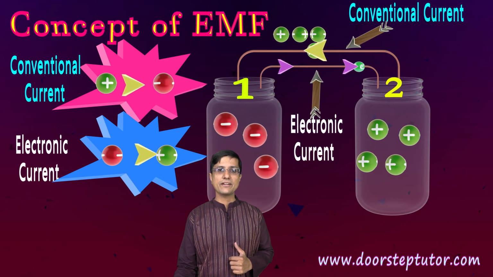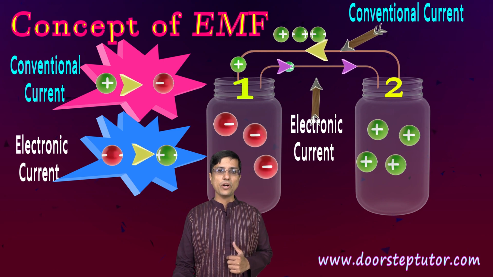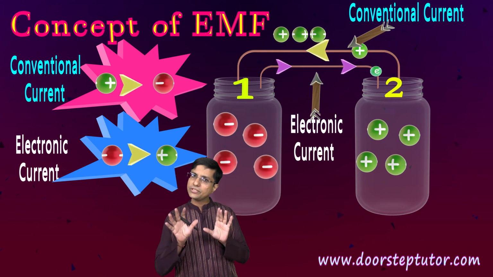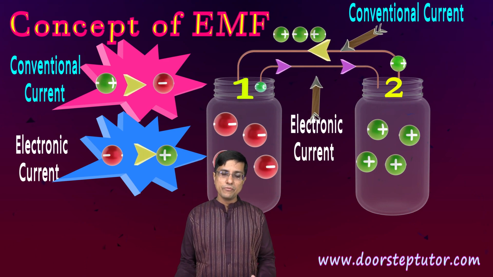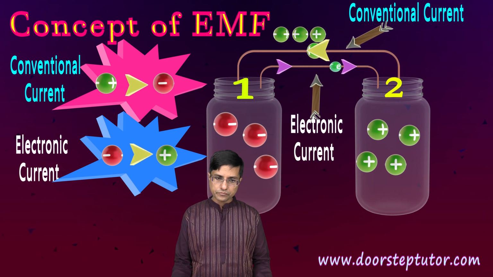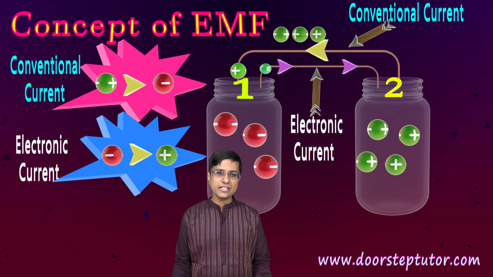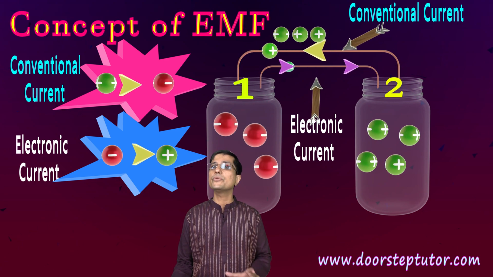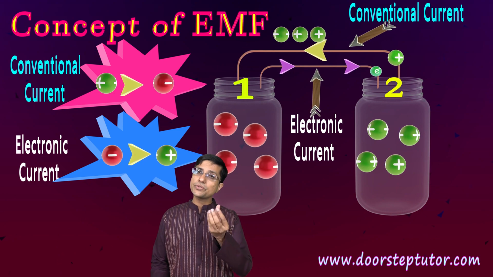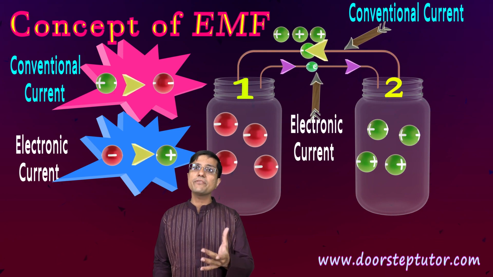Okay, so that is the conventional current, and the bottom one is the electronic current. This is the key thing that we need to understand. Similarly, we said in the beginning that when we were separating the charges, we were prying away the electrons from the positive jar and moving them to the negative jar. This was the electronic way of looking at it.